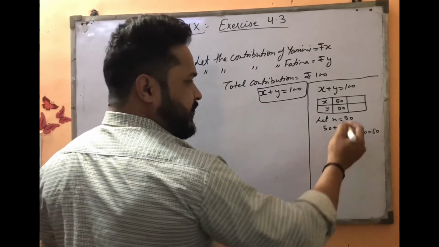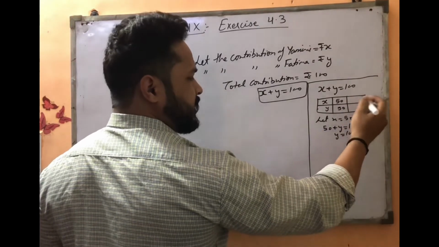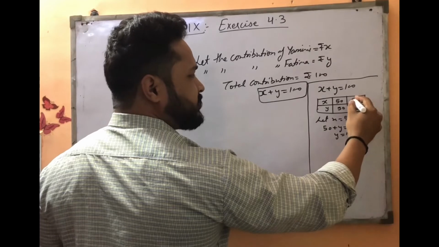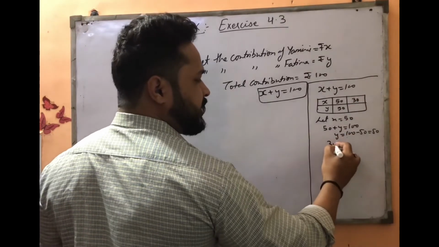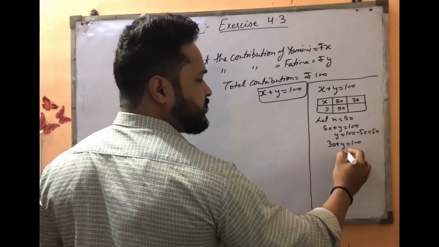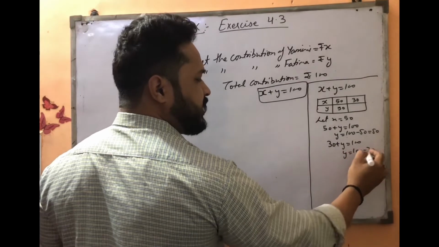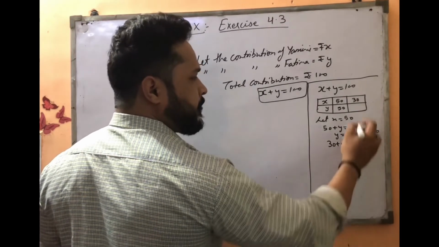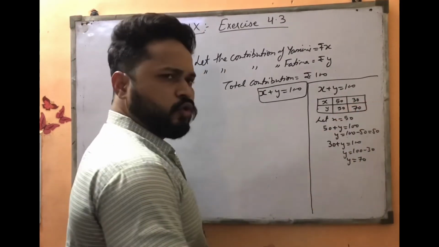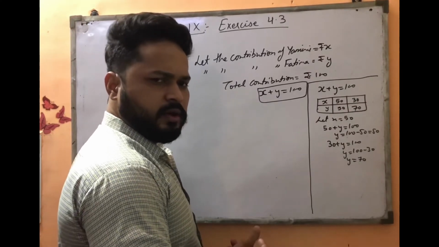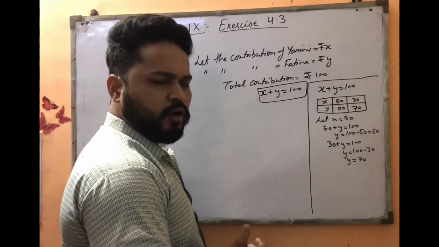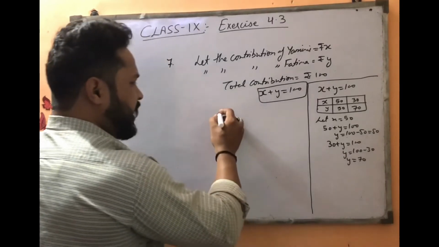Or we can also check for another value like x equals 30. Now 30 plus y is equal to 100. That means y is equal to 100 minus 30, that means y is equal to 70. That is 70. At least 2 points are required for making a graph. So now I can draw the graph.